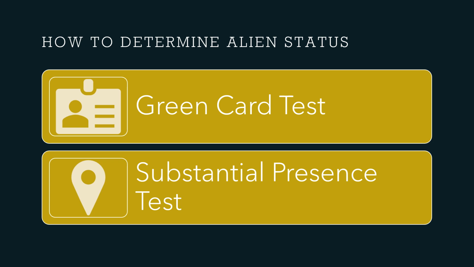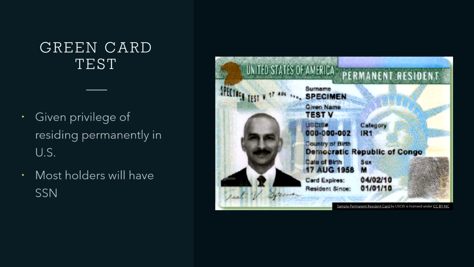So for alien status, our two tests are the green card test and the substantial presence test. The green card test is pretty straightforward. In this case, our client will have their card with them. It's roughly the size of a driver's license, and it will have been issued by the U.S. Citizenship and Immigration Services, and it gives them the privilege of residing and working permanently in the U.S. And most holders of this card will have a Social Security number.